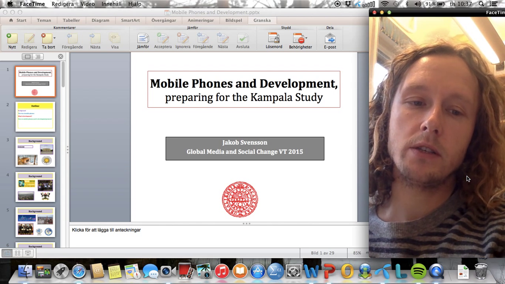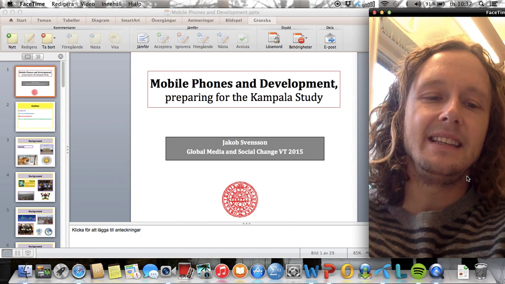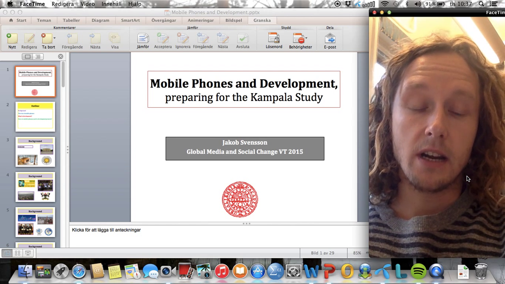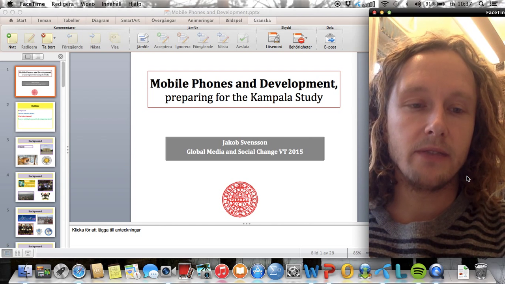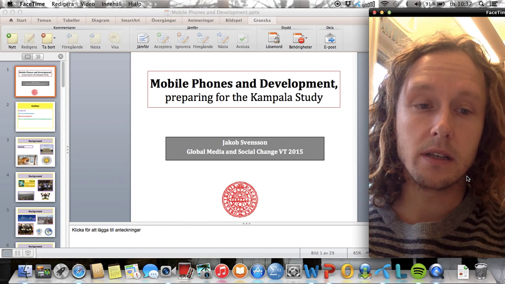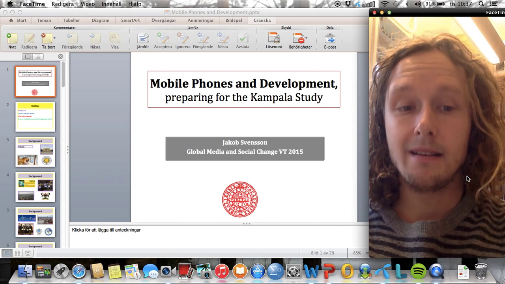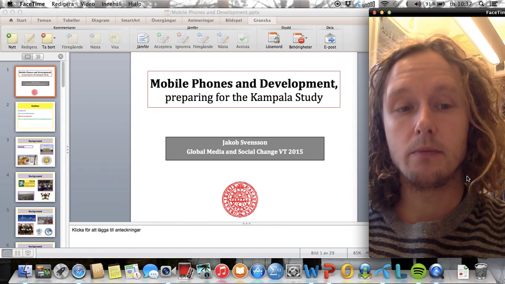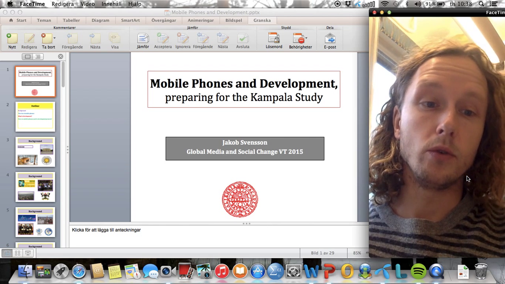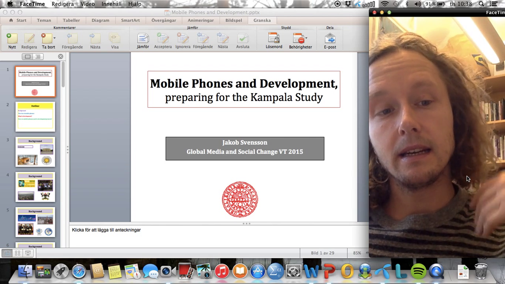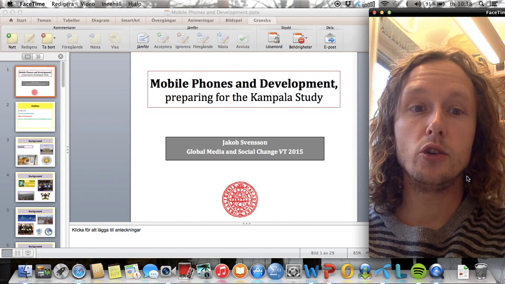So what I wanted to talk about here is mobile phones for development. Basically, the general starting points for this field, because the project that we're going to discuss, and that I'm going to talk about on Friday, builds upon this. We're doing research among market women in Kampala, Uganda, using mobile phones and mobile banking in particular. But some background to this whole field can be useful.